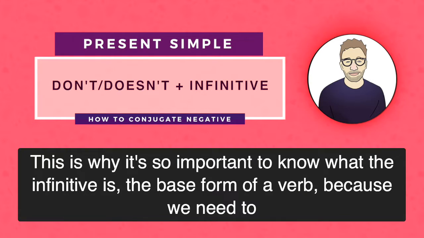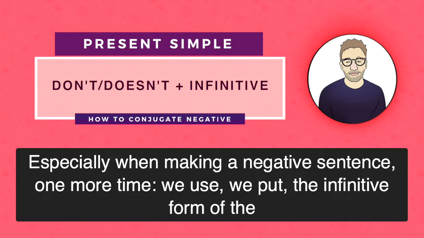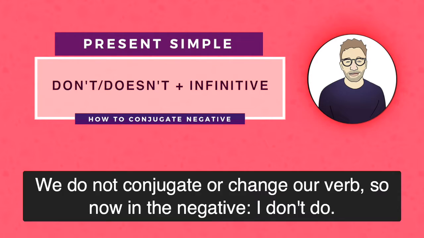This is why it's so important to know what the infinitive is, the base form of a verb, because we need to use it a lot, especially when making a negative sentence. One more time, we put the infinitive form of the verb after the negation in the present simple. We do not conjugate or change our verb.